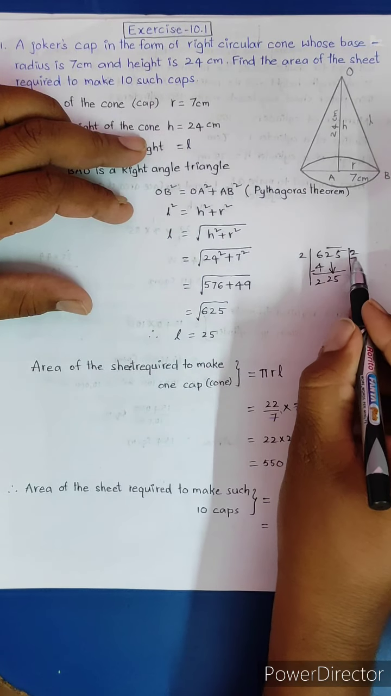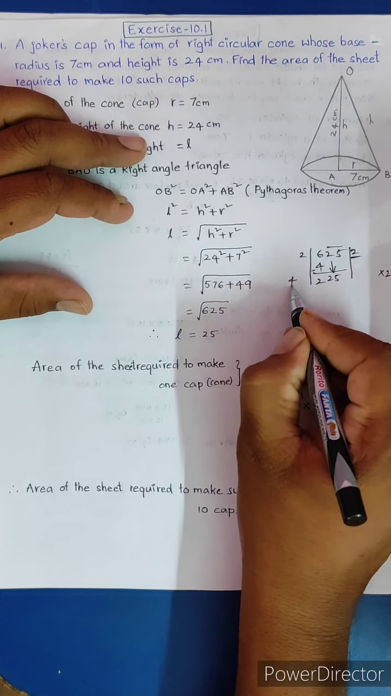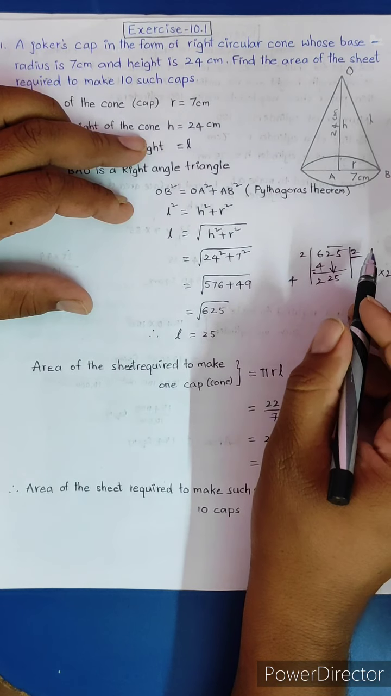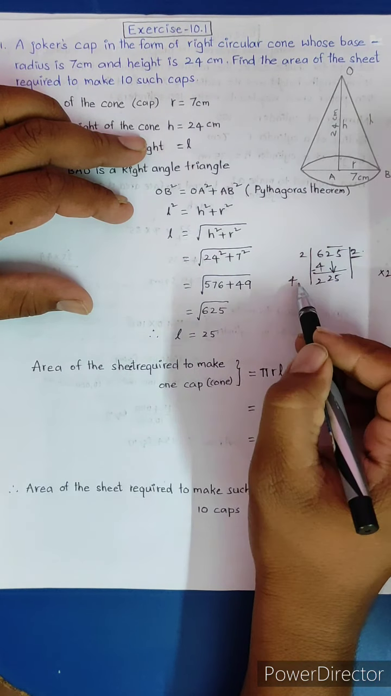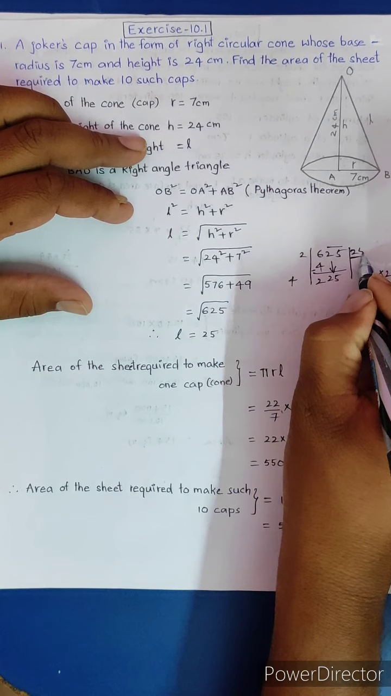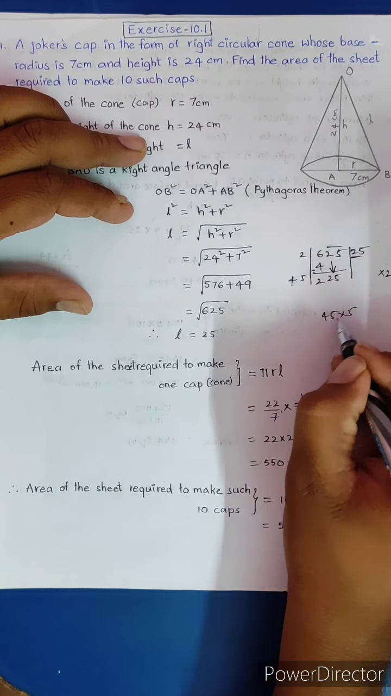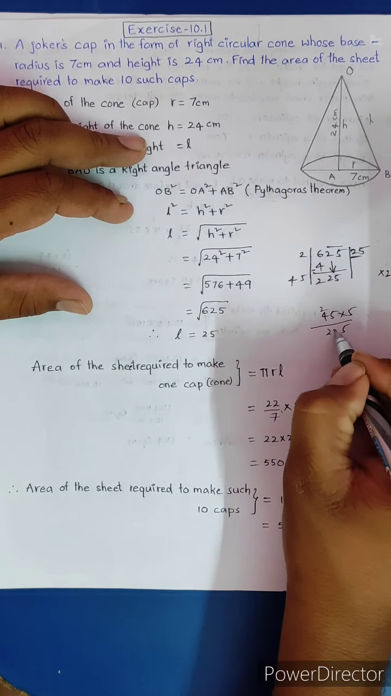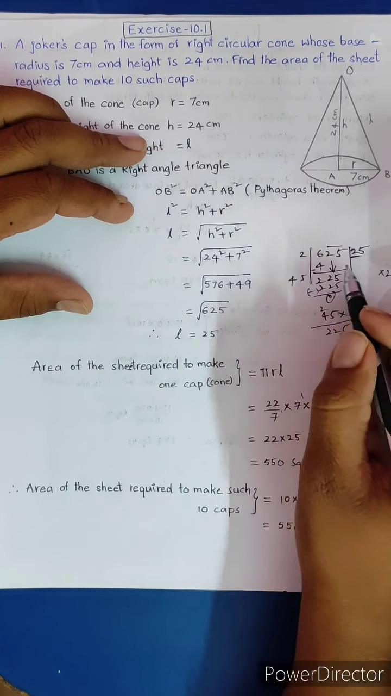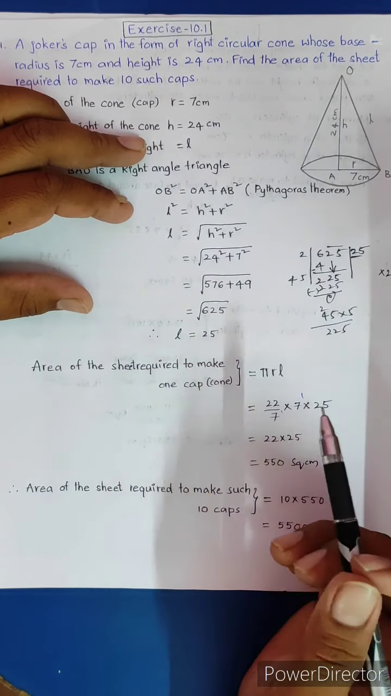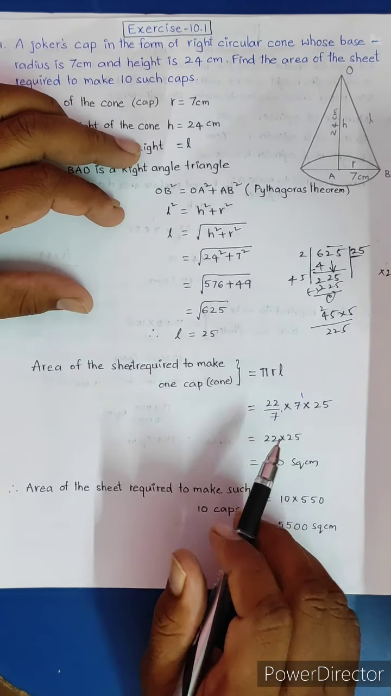Now whatever it may be, you multiply with 2. 2 twos are 4, you write here. Now the same factors: if you write 1 here, there also 1. Write 2, there also 2. 3, 3, 4, 4. Now write 5 here, 5. It becomes 45 and this 5. 5 fives are 25, 5 fours are 20, 22, 225. We got remainder 0. So the square root of 625 is 25. Now the slant height of this cone, l, is equal to 25.